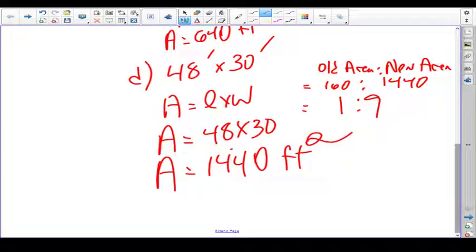What we've just done is we've explored a couple things here. We looked and saw that if we doubled the dimensions, the length and the width, the area gets multiplied by what? 4. And if we triple the dimensions of the garden, then the area gets multiplied by 9. So what if I multiplied the dimensions by 5? The area would get multiplied by 25.